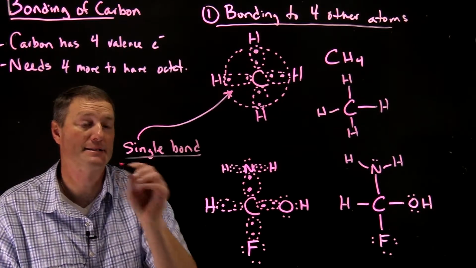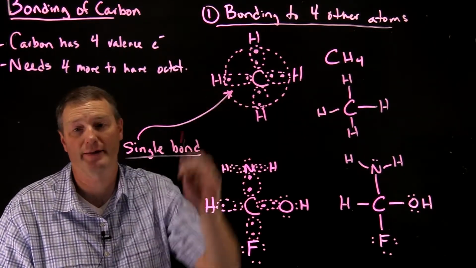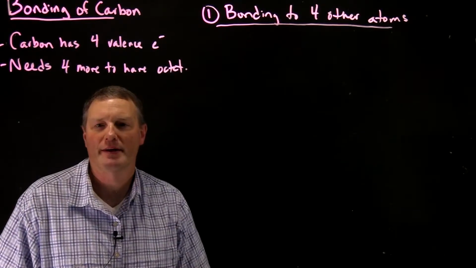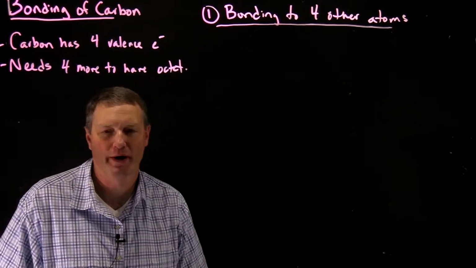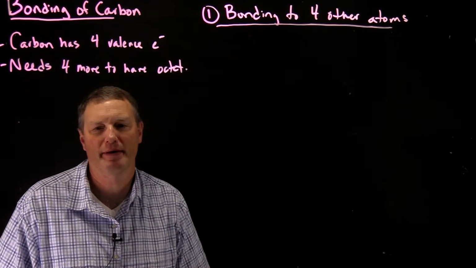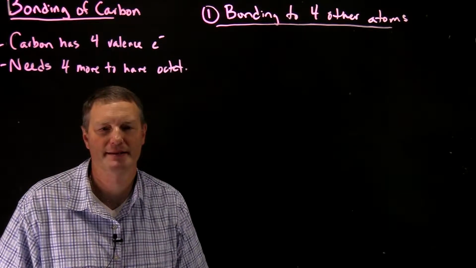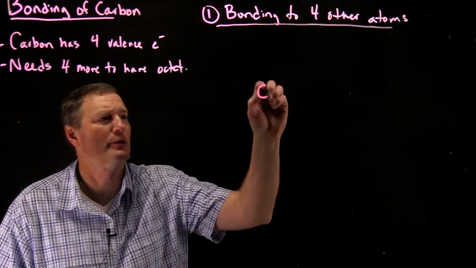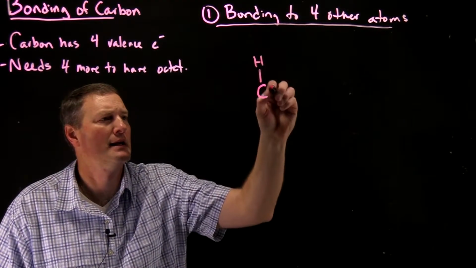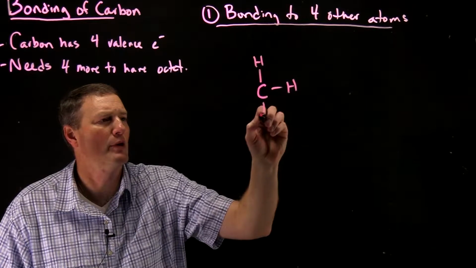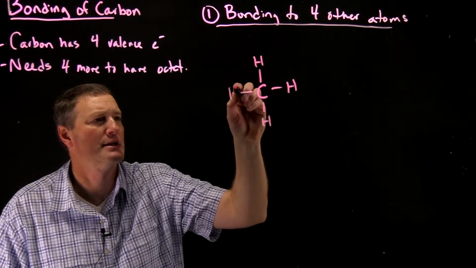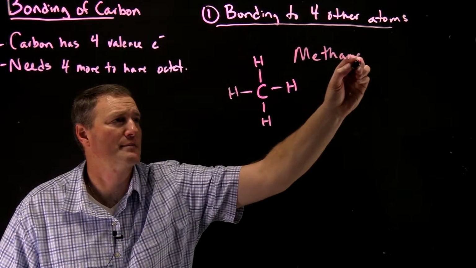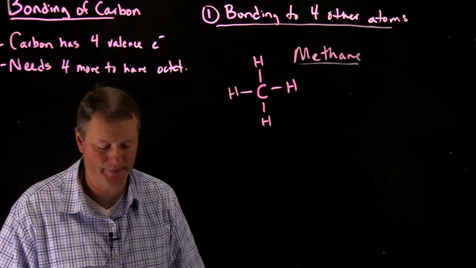Okay, and a single bond is just two shared electrons forming a covalent bond. Continuing on with our discussion about bonding to four other atoms, let's just talk about the shape of a carbon when it bonds to four other things. So let me go back to this molecule that has the four hydrogens attached. This is the molecule called methane, one of the simplest, or the simplest, alkane molecule.